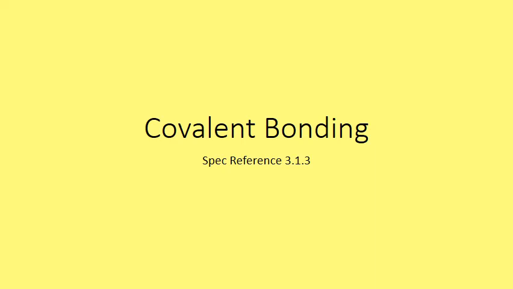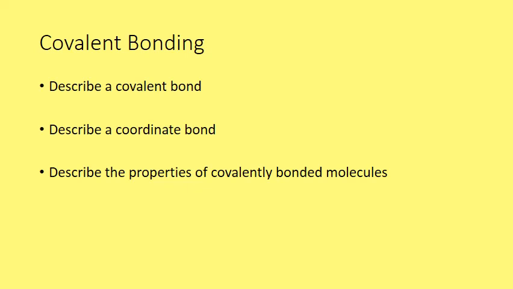Hi, welcome to this lesson on covalent bonding, specification reference 3.1.3. In this lesson we want to do three things. We want to be able to describe a covalent bond, and we want to describe a coordinate bond, which is a type of covalent bond. And we also then want to have a look at the properties of covalently bonded molecules, whether they be simple molecules or macromolecules. That's all we have to do.